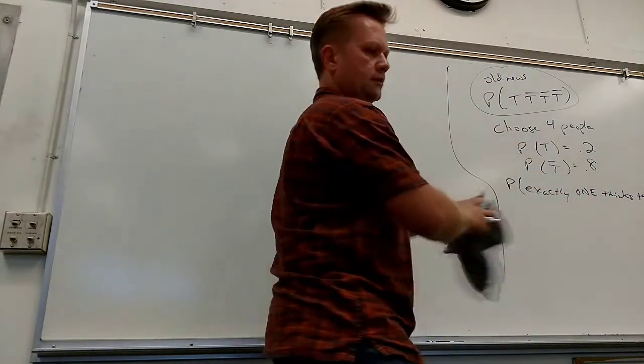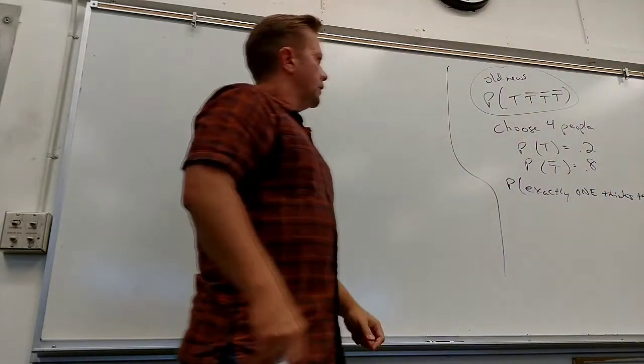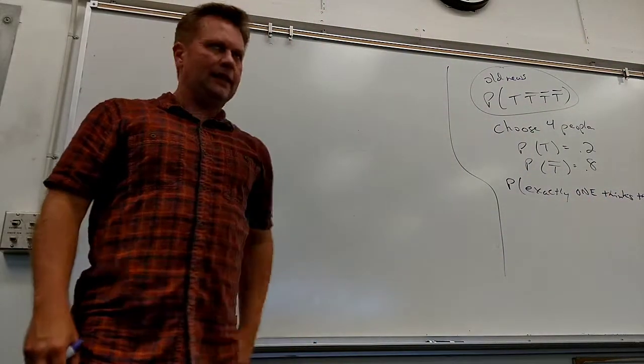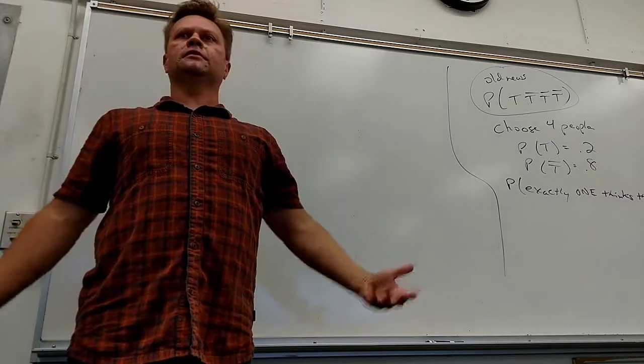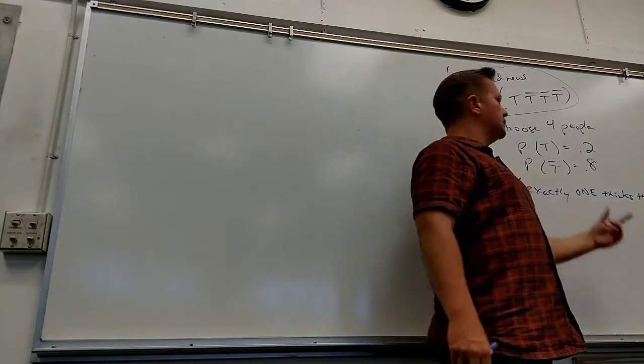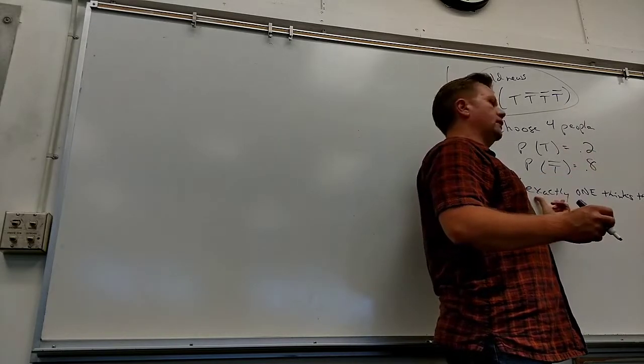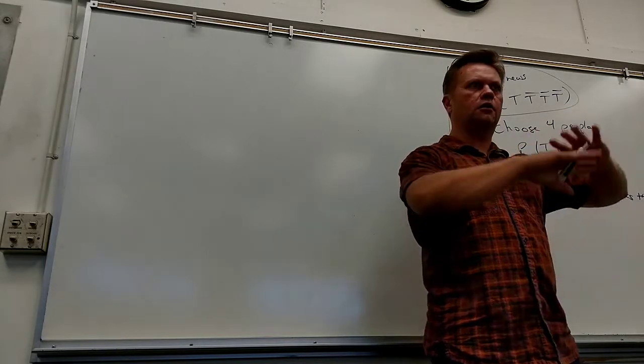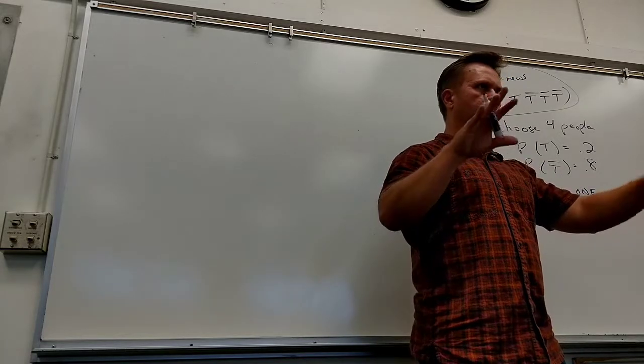So let's analyze this thing. The probability exactly one thinks this way is not 20%. It isn't. That's the probability that one person thinks this way. This is pick four people. What's the probability that exactly one of them thinks that way? That's a more complicated probability problem.